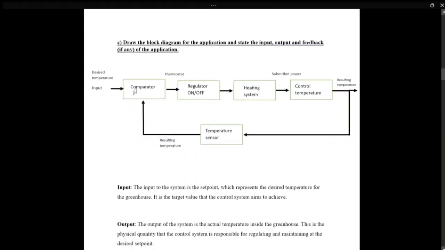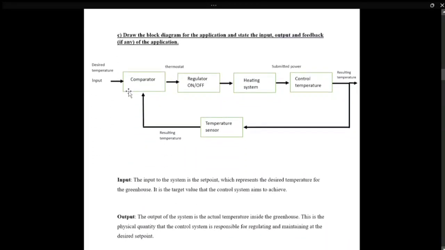Now I will show you the block diagram for the application that we used. First, the desired temperature goes to a comparator, then through a regulator, heating system, after that control temperature, then finally to a temperature control.